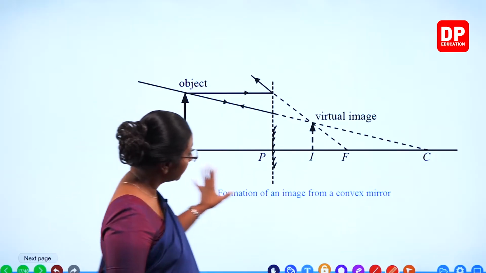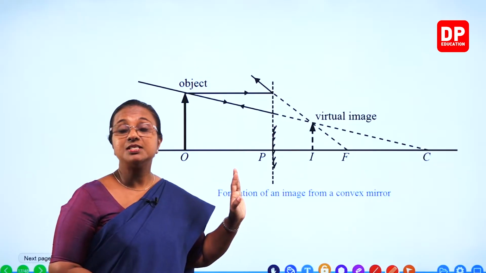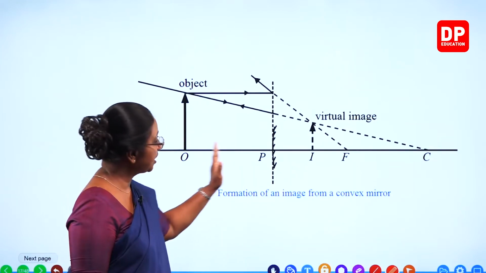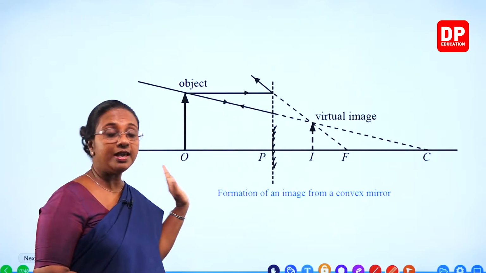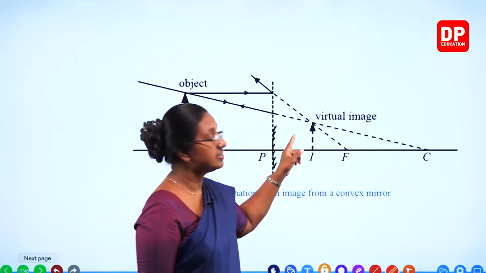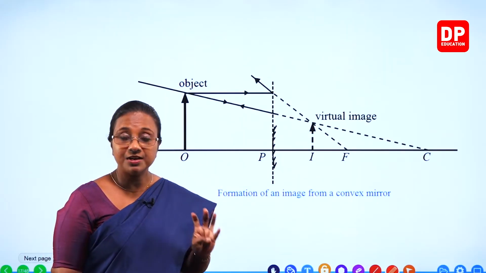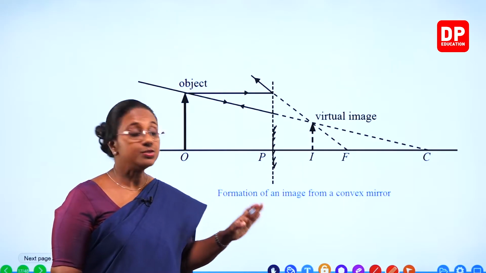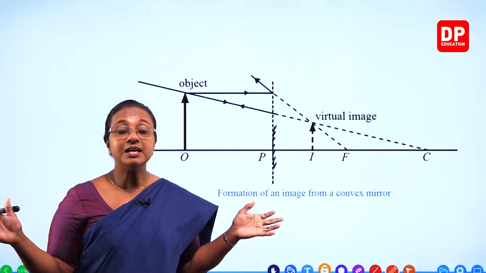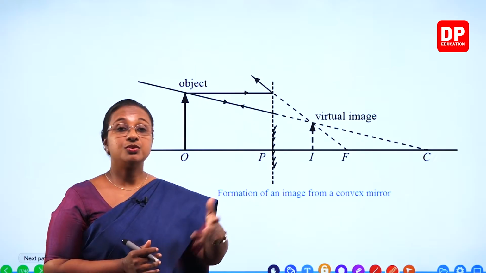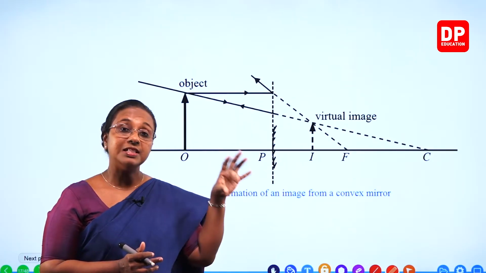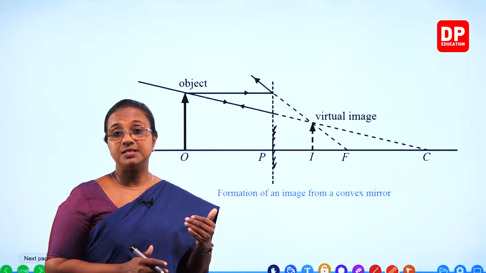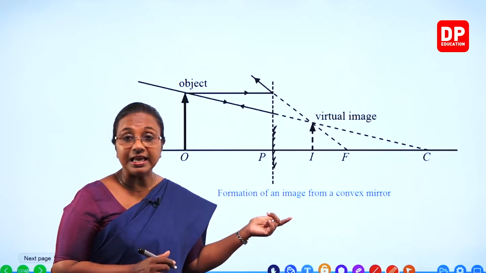The convex mirror forms images like this irrespective of the position of the object. You can bring the object closer, you can take the object far away, but still you will get only this type of image. Always it is virtual, smaller than the object, and upright. That is why we use convex mirrors as the side mirrors of vehicles, so that you can cover a large area within that small mirror. Is that clear, students?